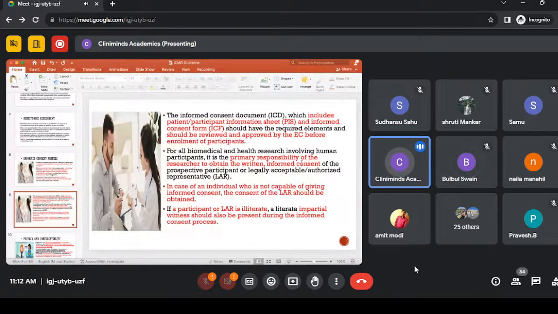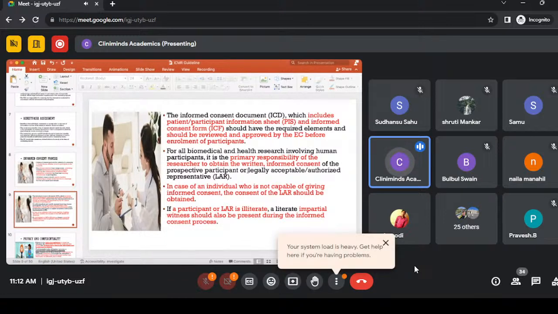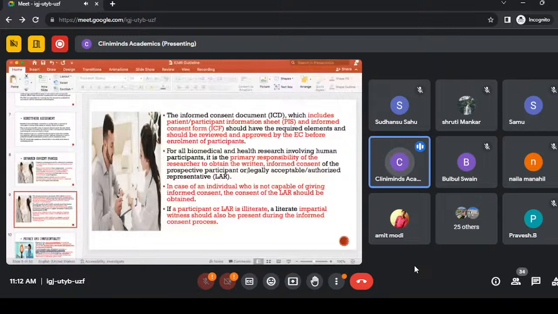So the primary responsibility of the researcher is to obtain the written informed consent. So informed consent should be written, meaning the subject needs to sign and date that informed consent personally, as well as the person who has counseled the subject, meaning the investigator, they also need to sign and date that document personally, plus making sure that we don't use any stamps. Okay, no dated stamps should be used in the informed consent documents.